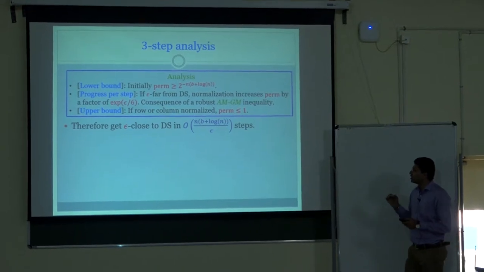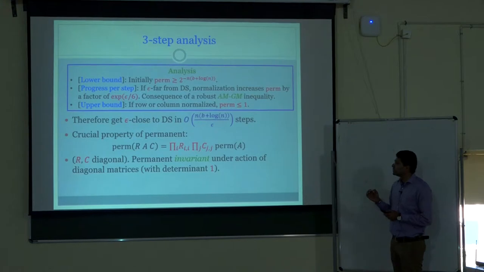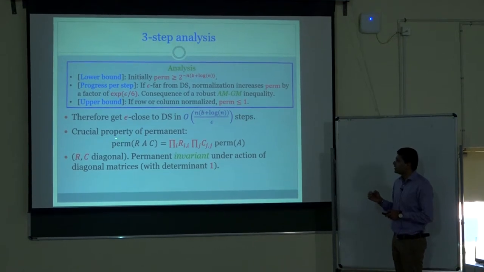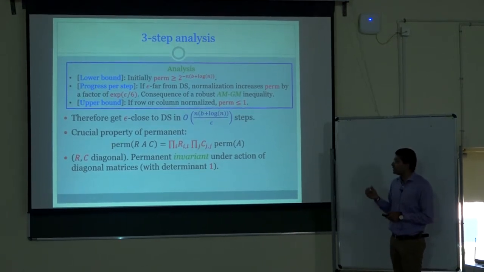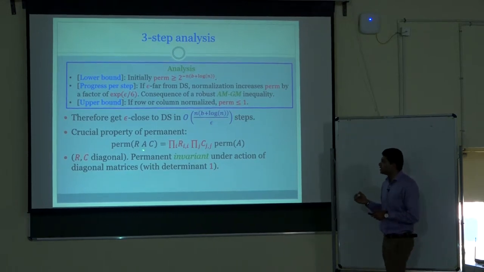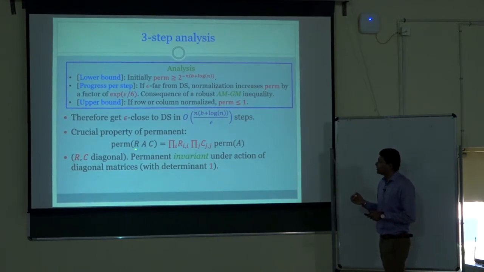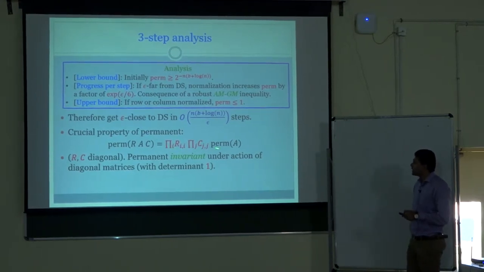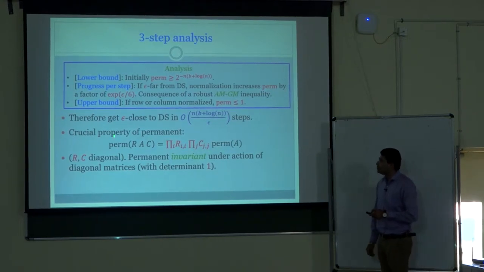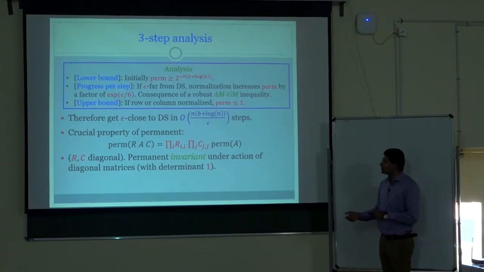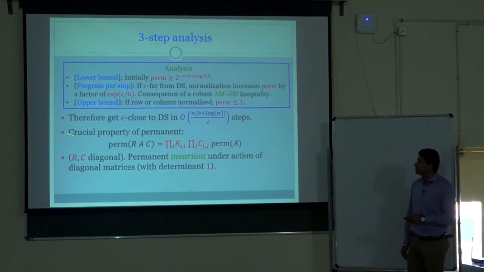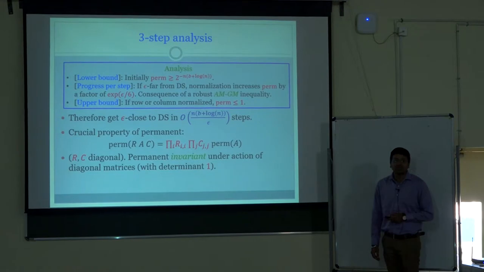I want to point out that the crucial property of the permanent that they used in proving this progress per step is that it is very easy to track how the permanent changes under left and right multiplication by diagonal matrices. If you have matrix A and you multiply on the left and on the right by diagonal matrices R and C, then the permanent of the new matrix is just the product of all the diagonal entries of R times the product of the diagonal entries of C times the permanent of A. So how the permanent evolves in the algorithm is very easy to track, because you just have to keep track of this number, the product of the entries of R. Because of this, the permanent is a very interesting potential function to use.